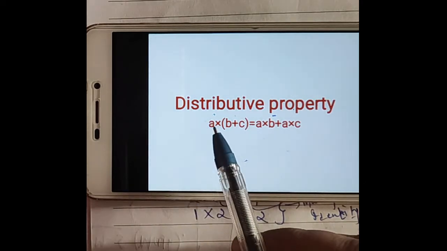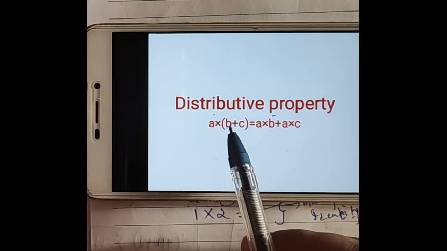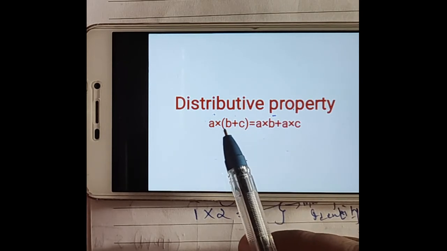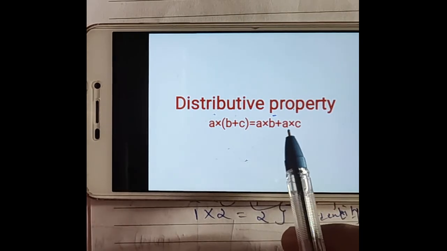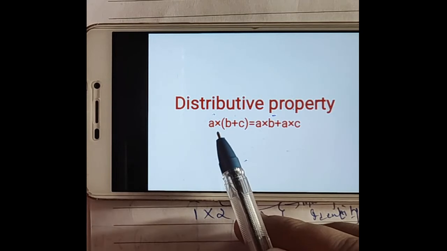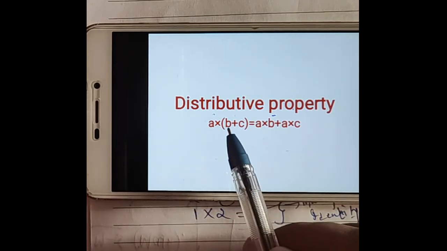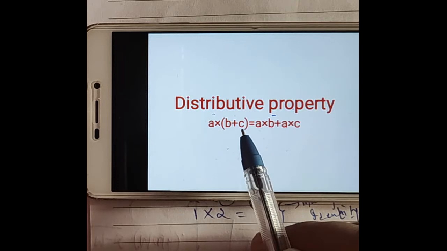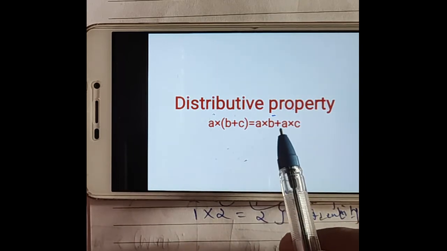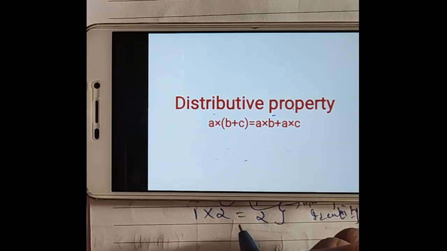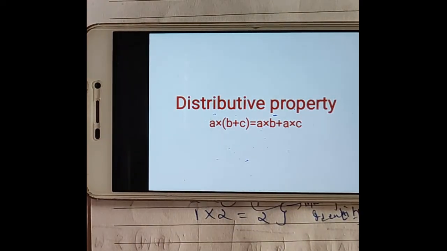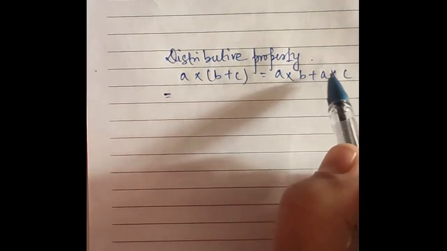Say A is your 10, and 16 we can divide into two parts, like 10 plus 6 or 8 plus 8. Then it will be easy for you to multiply, isn't it? If you open this bracket, A will be associated with B, and A will be associated with C also. Just see here, A into B plus A into C. So this property is known as the distributive property. Let us have a look at an example so that it will be more clear. So this was the formula for the distributive property.